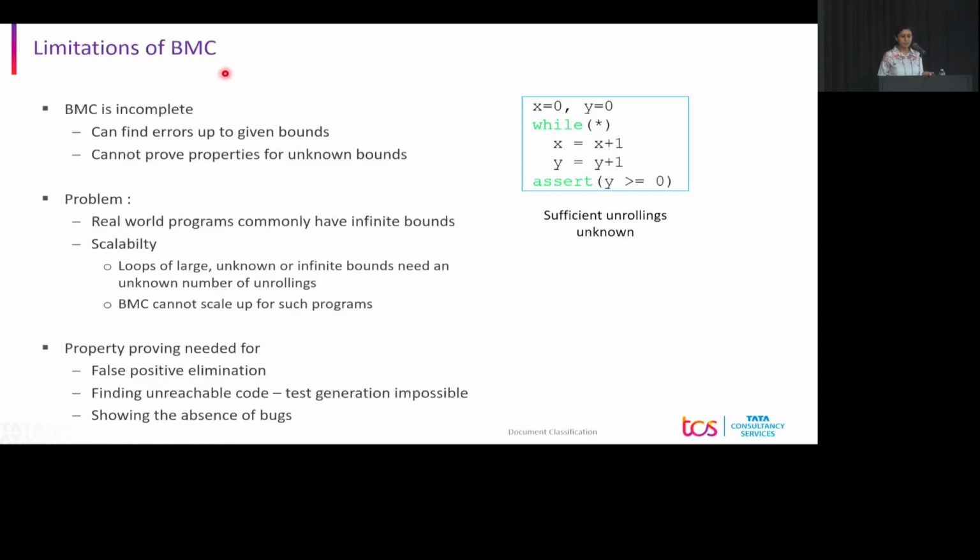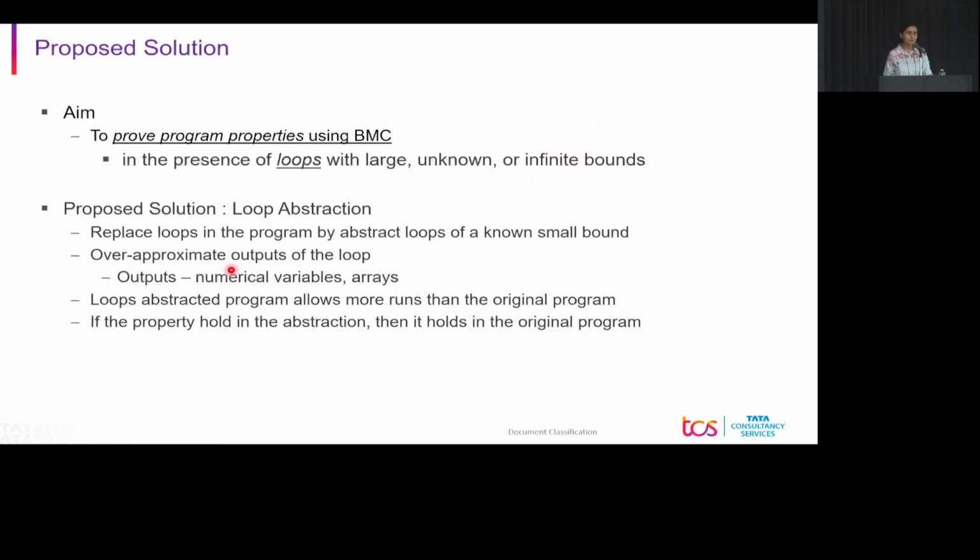We know that BMC has been used very successfully in the industry also. And we want to use it now for verifying programs, even to prove properties where there are loops of large and unknown bounds. So that is the aim of this work. That is, in the presence of loops of large, unknown, and infinite bounds, we want to verify using BMC. We want to abstract it in a way that it can be verified using BMC. So what is needed for that?